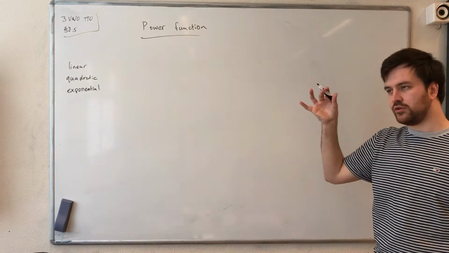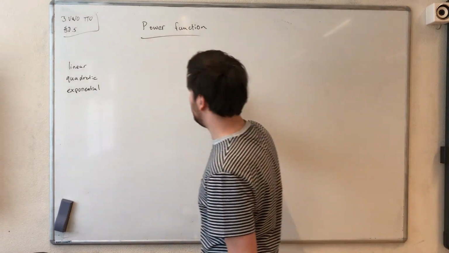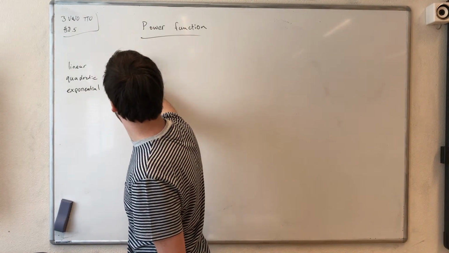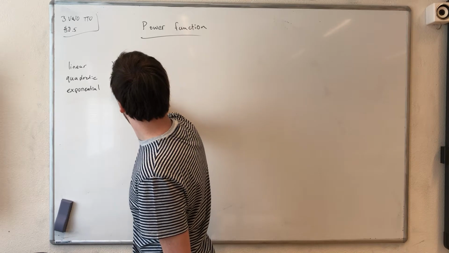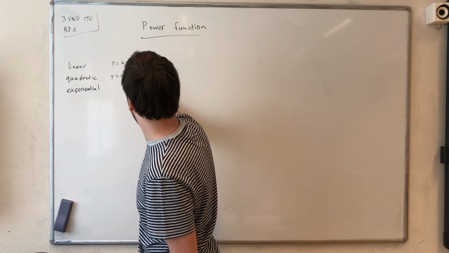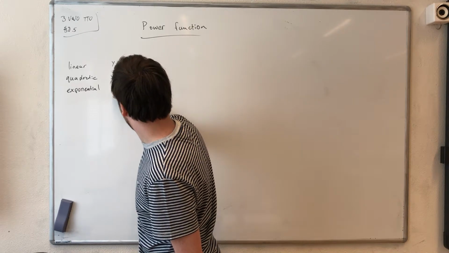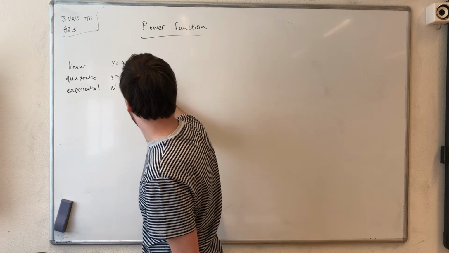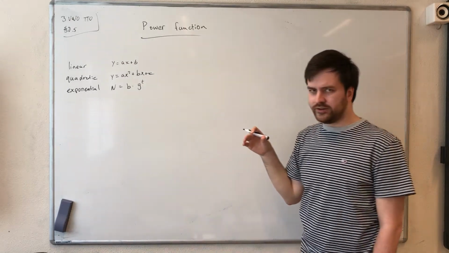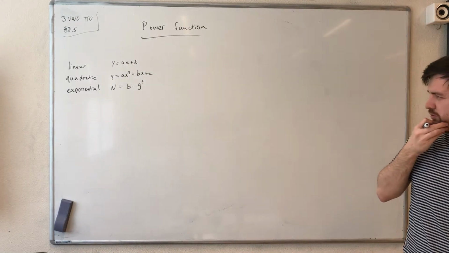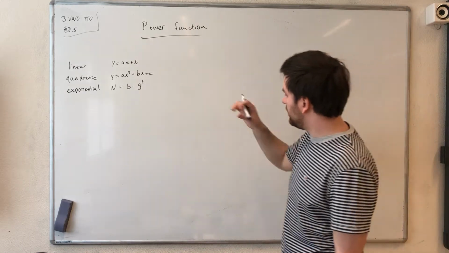All of these functions also have a standard form. So remember, y equals ax plus b, y equals ax squared plus bx plus c, N equals b times g to the power of t. And what are we going to do in this form? Basically adding this one.